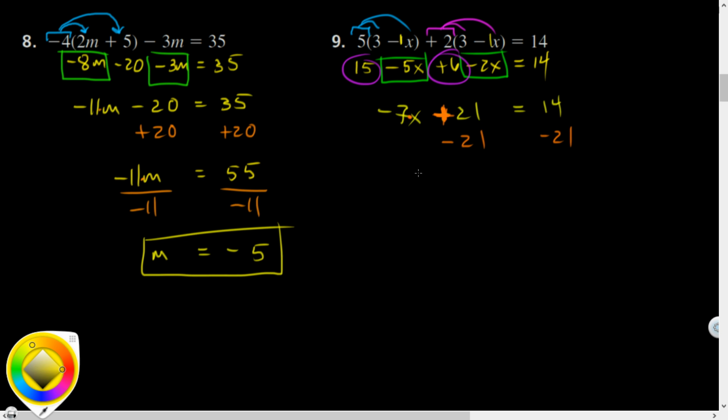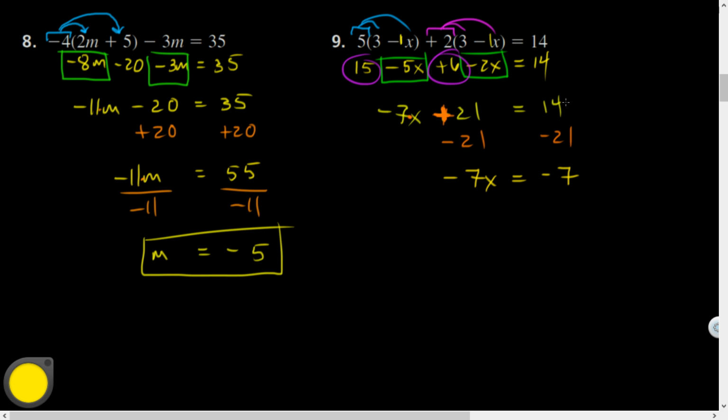Telling you guys are going to be awesome at this. So I'll have -7x equals -7. All right, signs were different. Be careful there. Now, is this what I do?